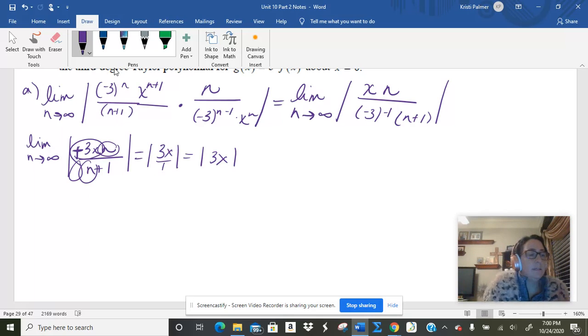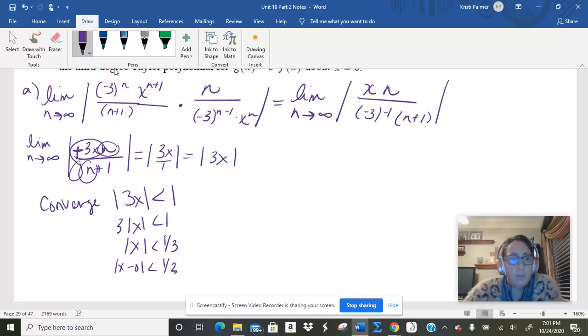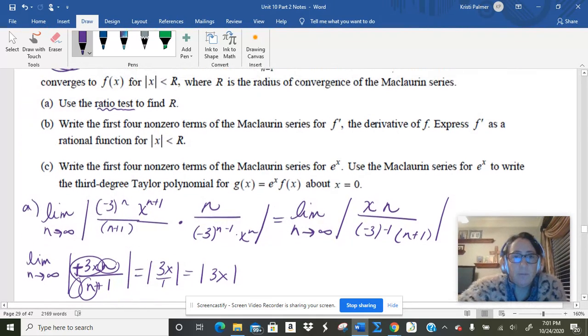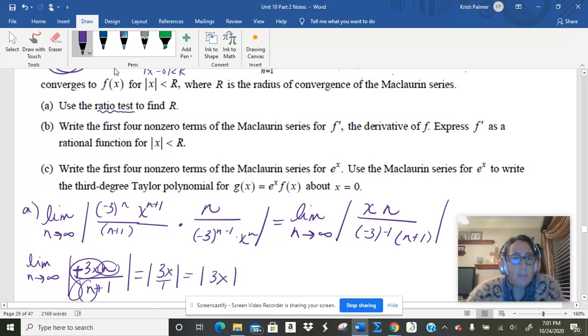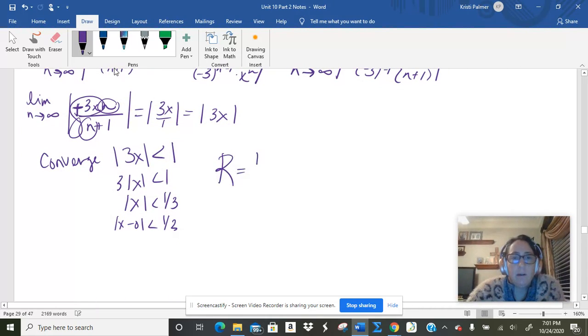And now we know that that's going to converge, and the absolute value of 3x is less than 1. So we're going to pull out the 3. Excuse me. And so now we're in the form, the absolute value of x minus 0 less than my radius of convergence. So did it ask for the radius, or did it just ask for the r? So just the radius of convergence. So here I can see that r is 1/3. Okay.